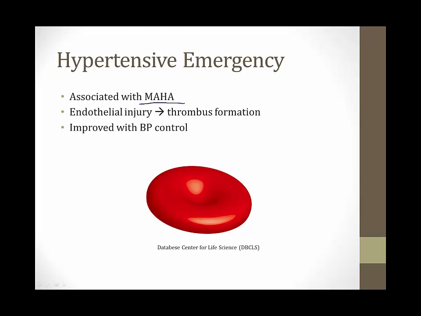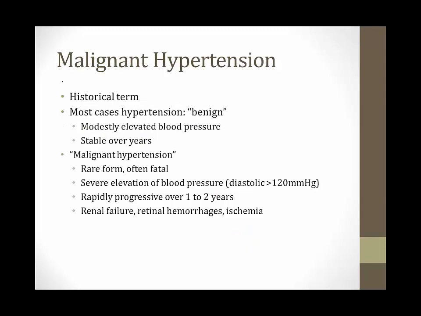Before there were therapies for hypertension, patients would develop hemolytic anemia from high blood pressure. In the modern era, we usually don't see this. This is caused by endothelial injury from the high blood pressure that leads to thrombus formation, and if the blood pressure is controlled, the hemolytic anemia gets better. You will sometimes hear people use the term malignant hypertension. This is a historical term.